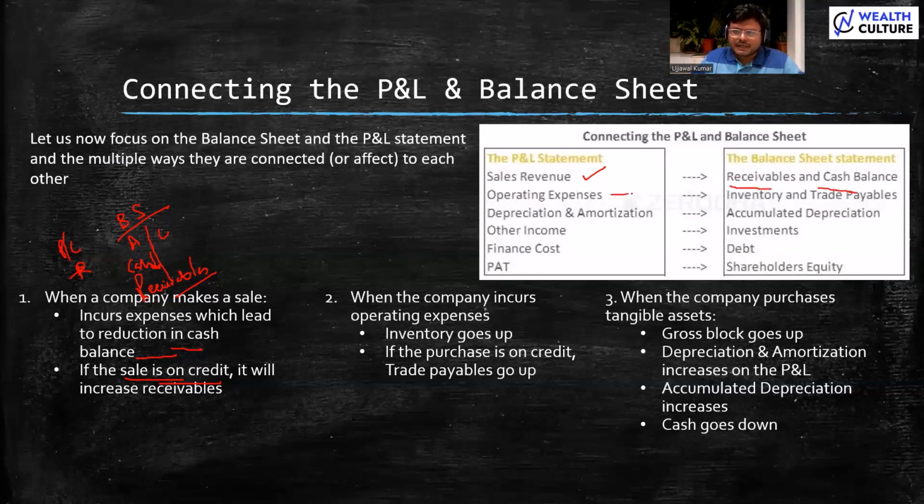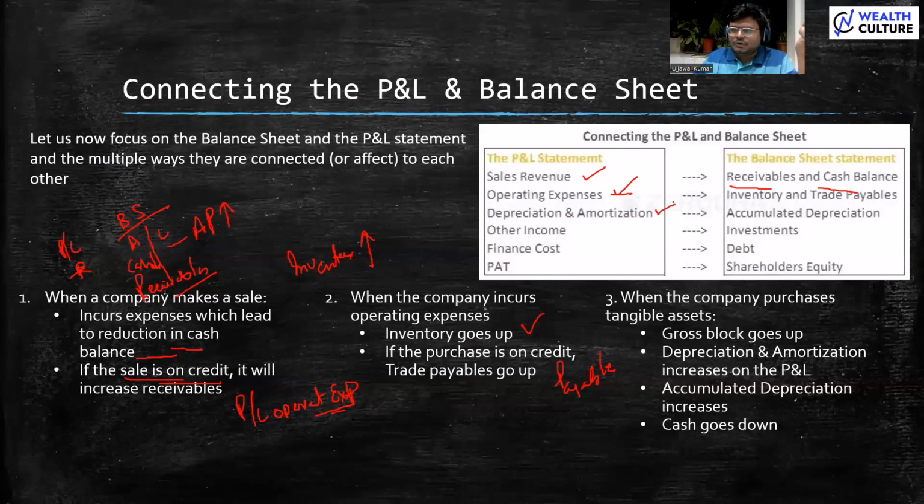Now let's look at operating expenses. So for operating expenses, you will buy raw material, for example. So your inventory will go up. Let's say you bought this inventory on credit, you are yet to pay the money. So your payable will go up, which means on the balance sheet, the liabilities, accounts payable, will go up, right? On the asset side, the inventory section will go up. And in the P&L, you will incur operating expenses, right? Raw material expense, all that.